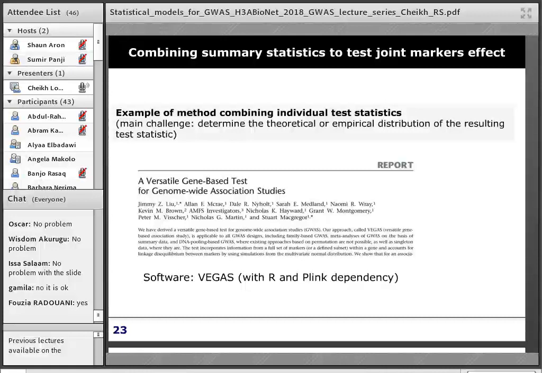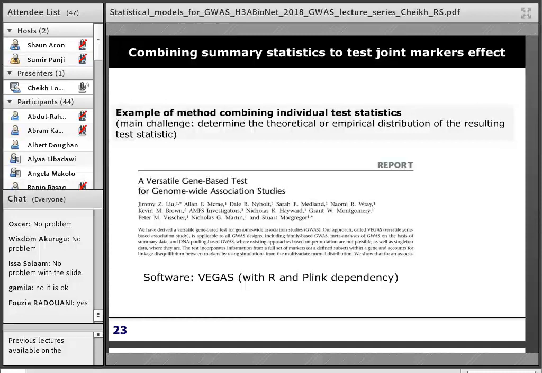So here, if you want to look at the joint effect of several SNPs, there are several methods, but one of the very straightforward methods is the one presented in the software VEGAS. With this one, you can compute the joint effect of several SNPs from your GWAS. And it's based on the combination of the individual test statistics you have already obtained from the GWAS. So that's why it's combining the summary statistics to test the joint marker effects.